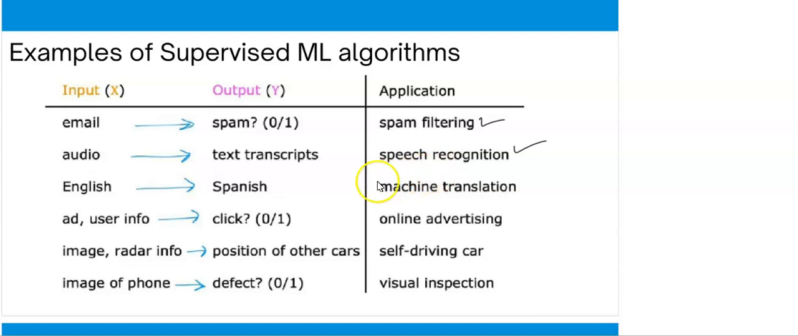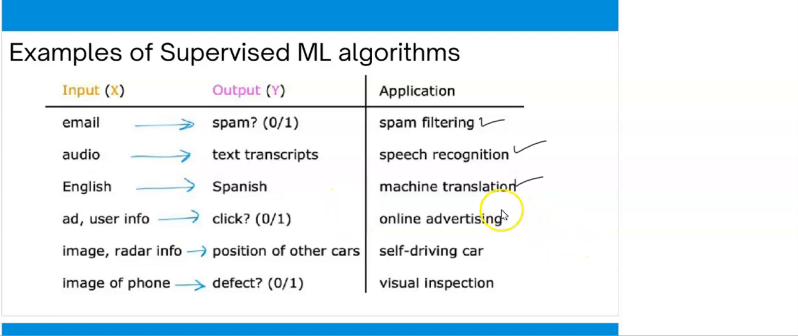Okay, and you have English and you have to convert that into Spanish or another language, then that application is called machine translation. Okay, and you have the input as ad and user information, then you have to predict whether that particular user will click that ad or not. Okay, this is a classification problem. We'll discuss what is meant by classification in later videos. This application corresponds to online advertising.